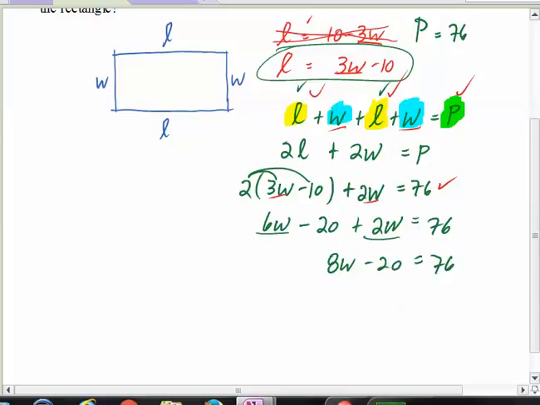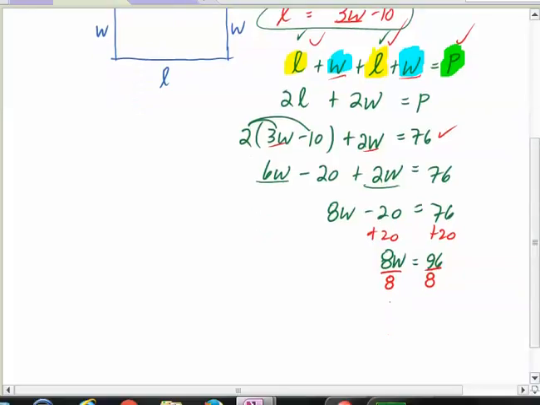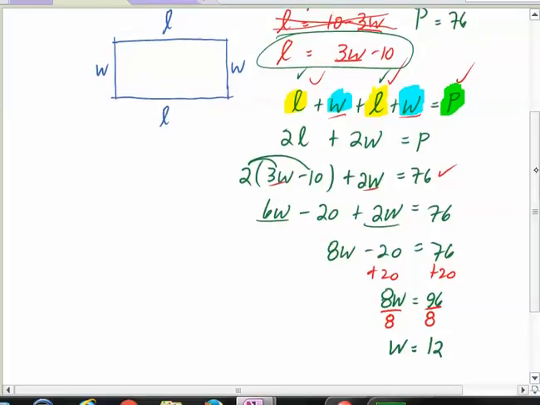Now we know to add 20 to both sides, and I get 8W is equal to 96. Whoa, I wrote an 8-0. This is 8W. Okay, and then what am I going to do? I'm going to divide by 8. Grab your calculator, or if you happen to know, 96 divided by 8, W is going to be 12. So let's go back to our picture or to our equation, wherever you want to. If you want to fill in the picture, then this is going to be a 12.